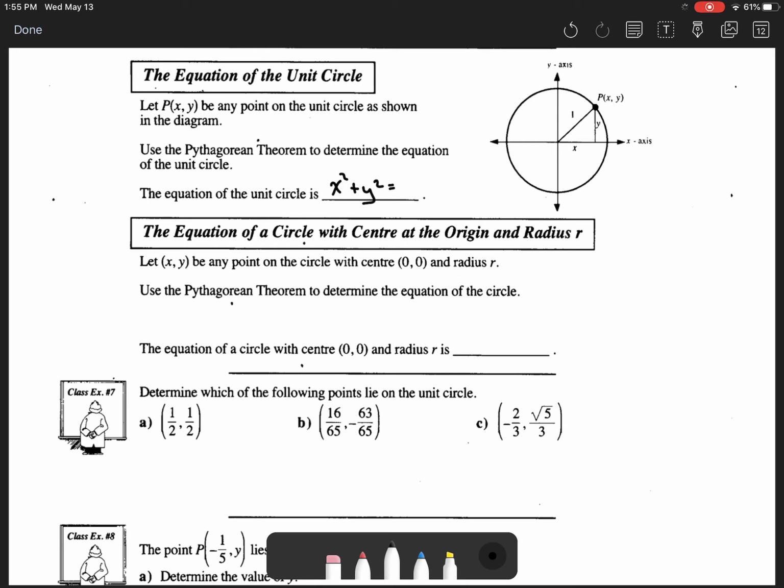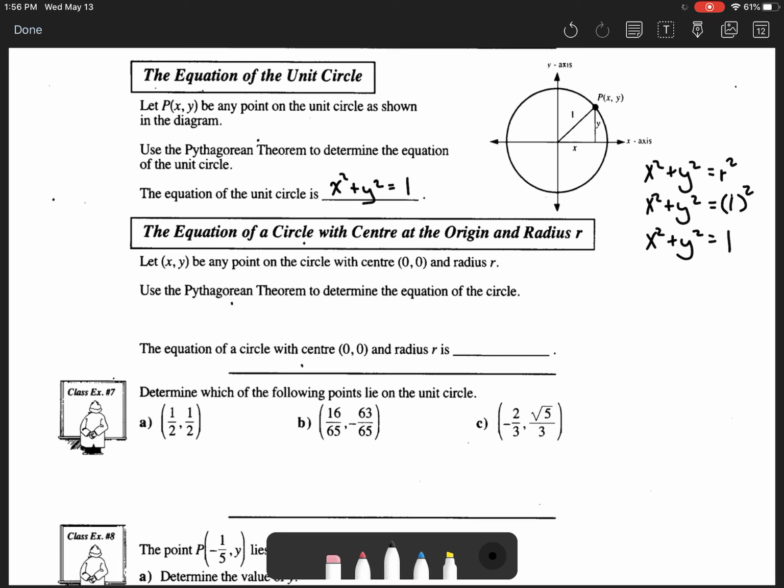X squared plus y squared equals 1. Now why 1? Well, because remember, it's actually x squared plus y squared equals r squared. But on the unit circle, your value of r is always 1. So 1 squared, okay, is 1. So that's why it's x squared plus y squared equals 1.